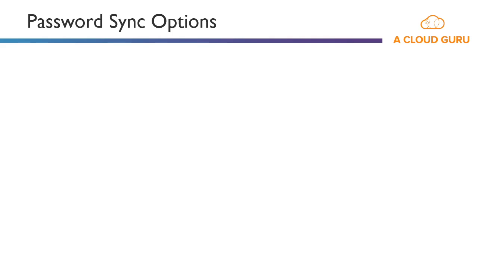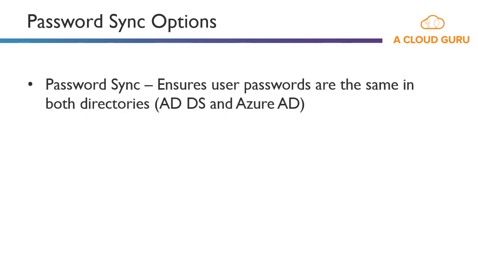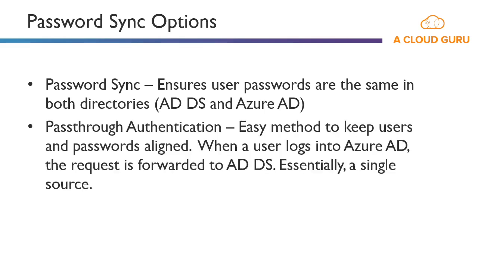Now, before we wrap up, make sure you understand the different password sync options, and there are three major ones. So we have password sync, and this is where we're ensuring that user passwords are the same in both directories, Active Directory domain services and Azure AD. An alternative is we have pass-through authentication. This is where we authenticate, and instead of Azure AD authenticate, it actually passes that request onto the ADDS server, gets the approval, sends it back to the user that way. So essentially a single source being ADDS.